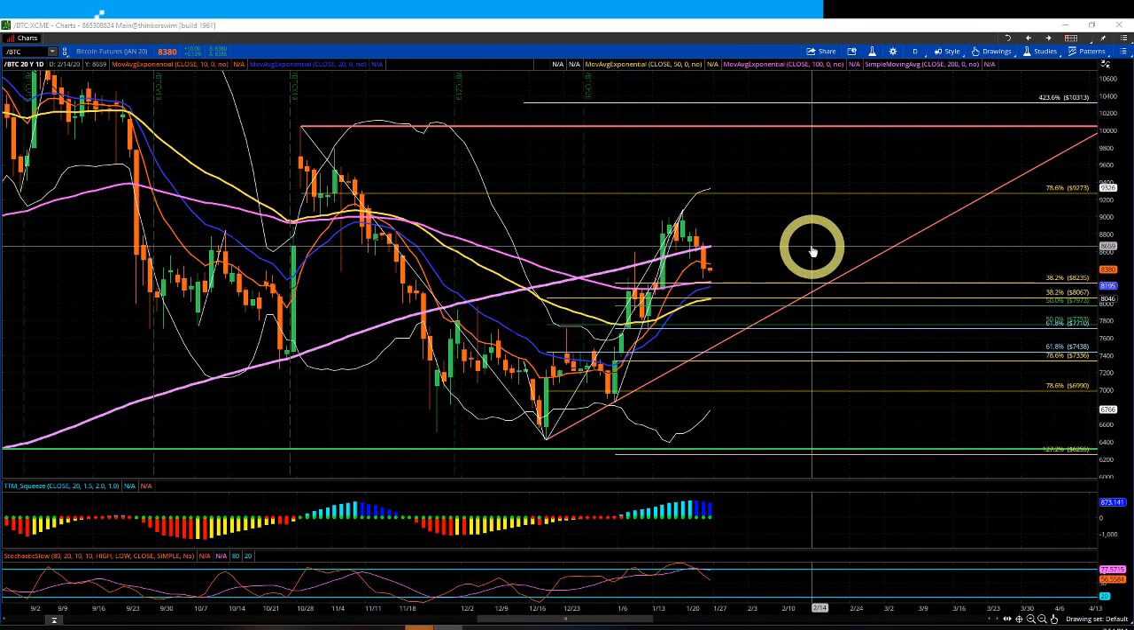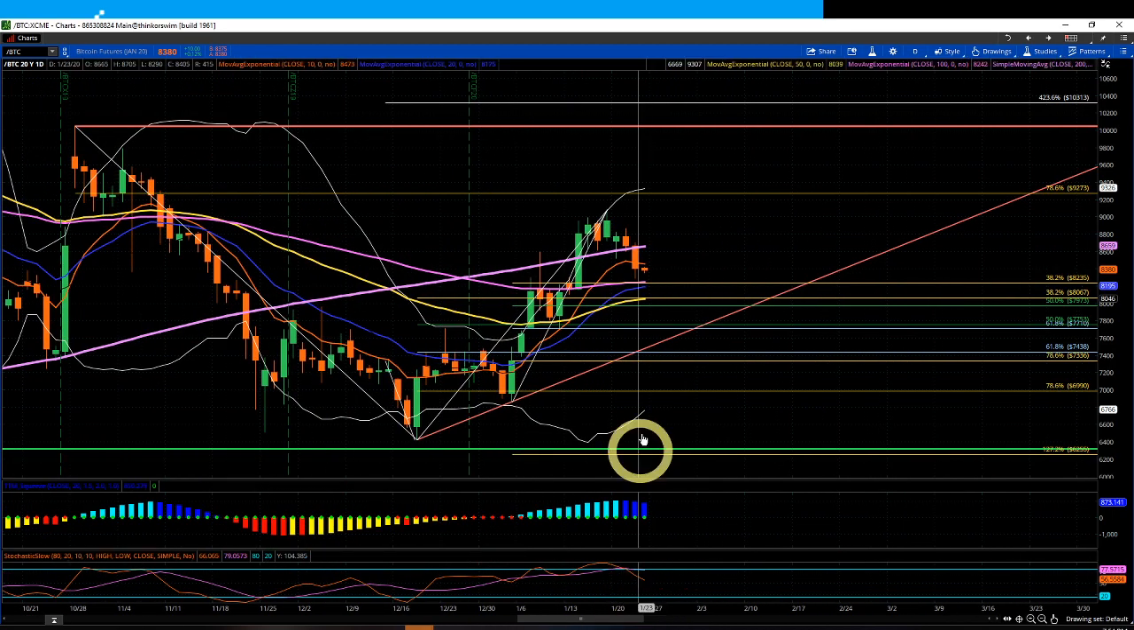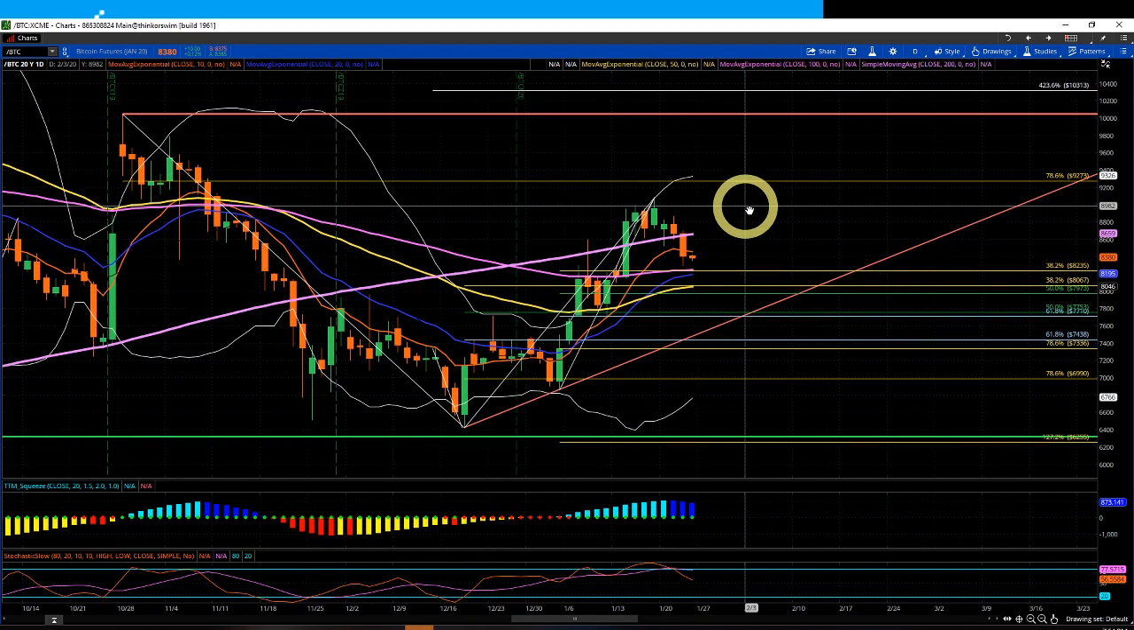All right, everybody. Welcome to Crypto Fibonacci Charts. I'm going to go over some altcoins here. I'm going to start with Bitcoin on the futures chart.